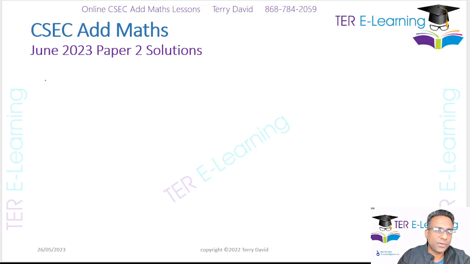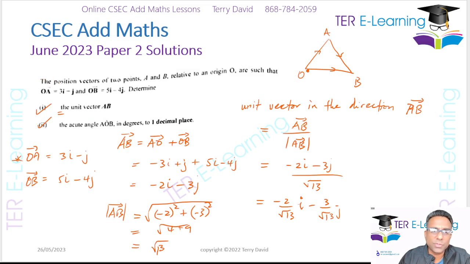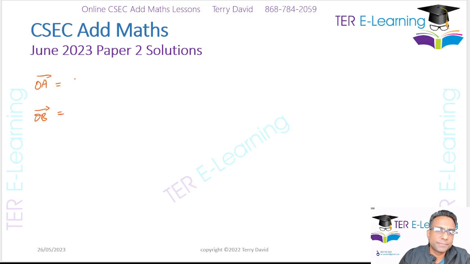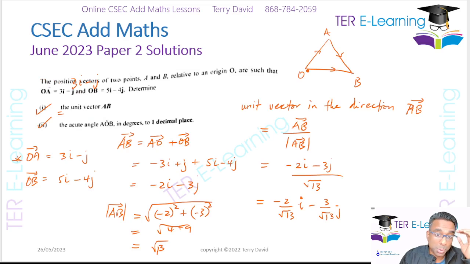Okay, so let me just write down the vectors again. So we have OA and we have OB. There's a procedure we follow in order to find the angle. So OA is 3i minus j. OB is 5i minus 4j.